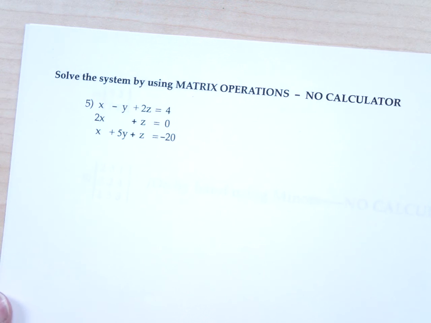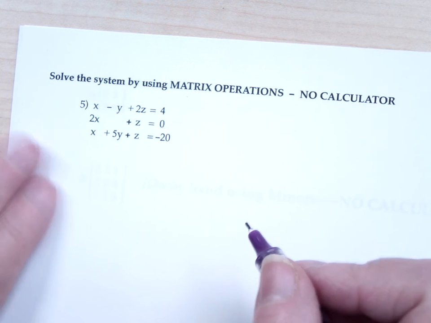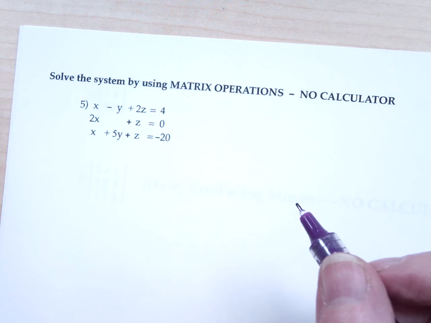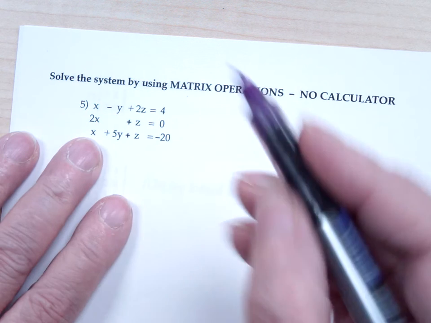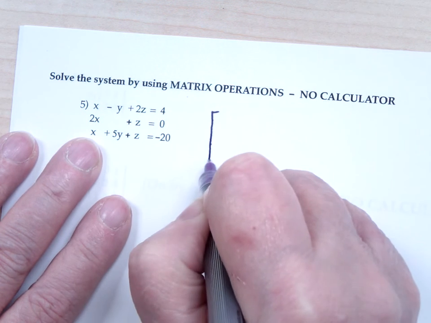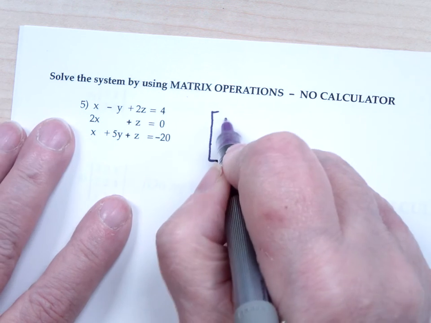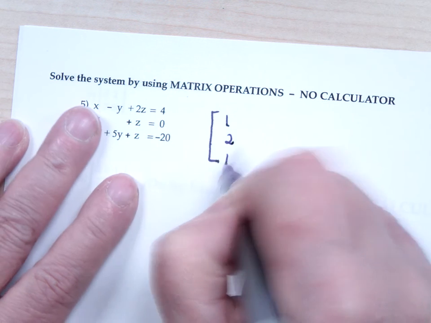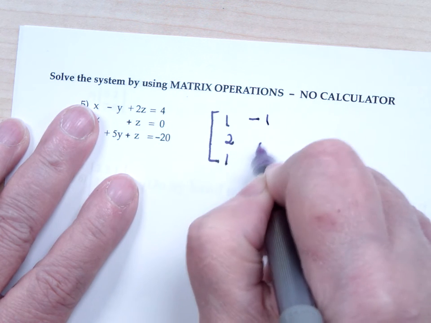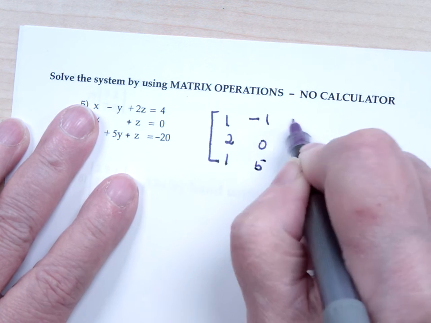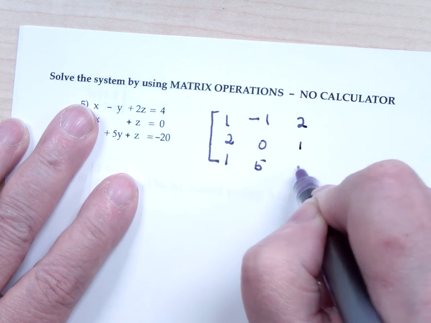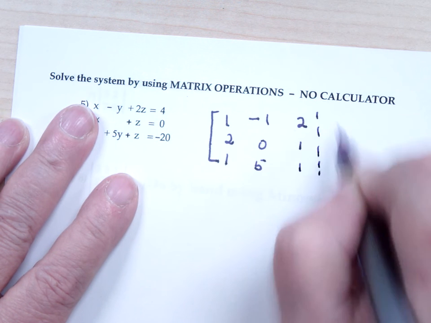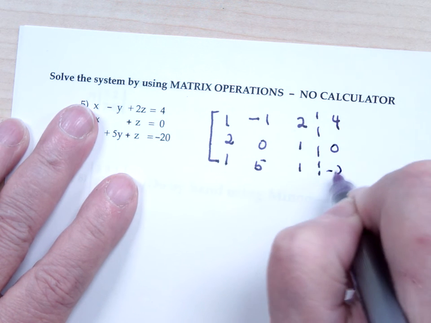Now, unfortunately, I really don't have enough space in order to do this problem, but first I'm going to at least start out here. My matrix is going to be 1, 2, 1, negative 1, 0, 5, 2, 1, 1, 4, 0, negative 20.